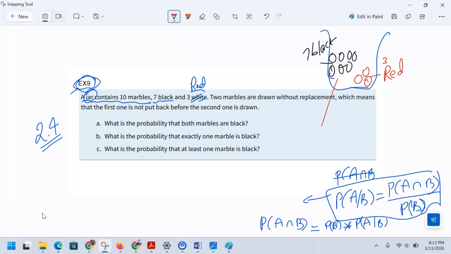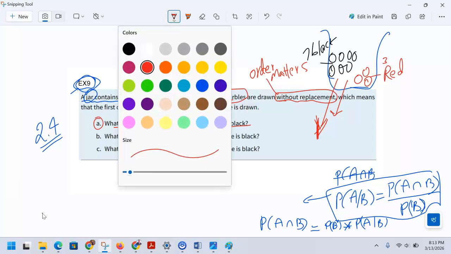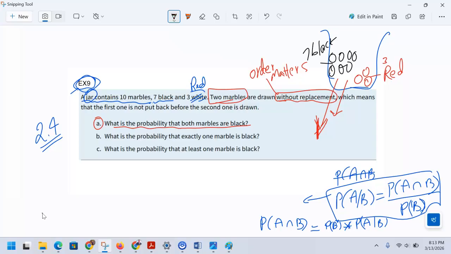And when you pull out two, because this question says you pick 2 marbles without replacement, this basically means order matters. If I pull out one marble, and then you pull out another one, the question is asking: what is the probability that both are going to be black? You can do this in different ways. I'll show two ways.